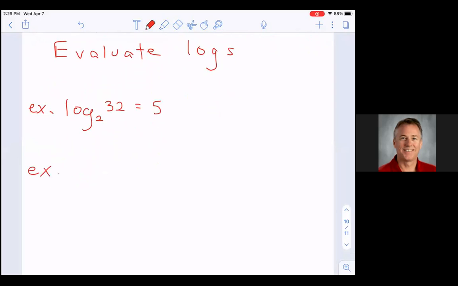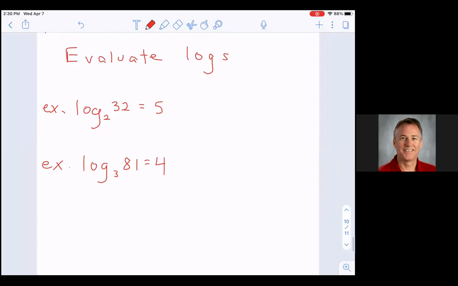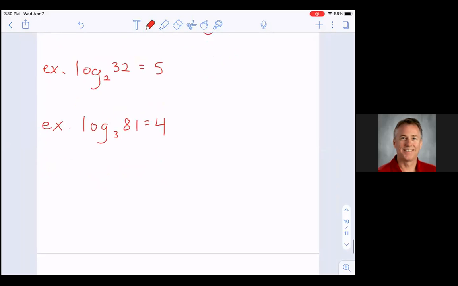So let's find the log base 3 of 81. We want to evaluate that. That question is asking, 3 to what power is 81? Well, 3 to the 4th is 81, so that equals 4. You can see why we started off with the Kahoot that we did. Knowing those integer values to powers is going to be helpful as we're doing this.